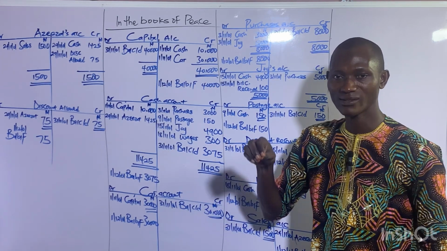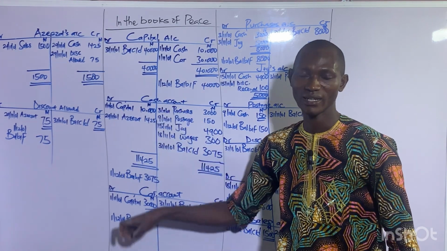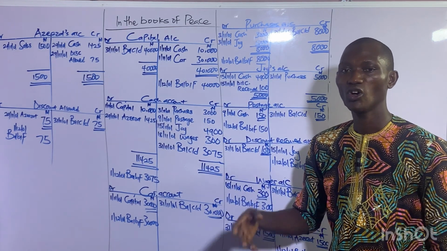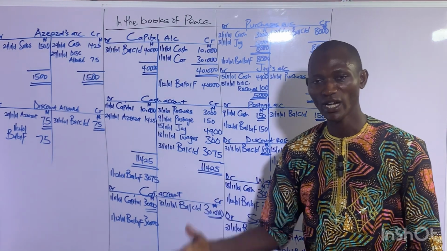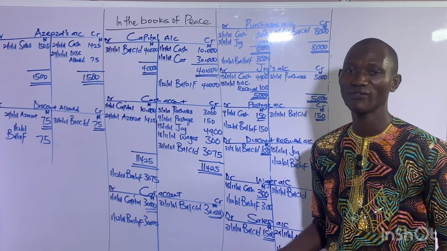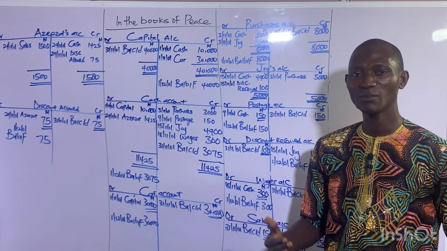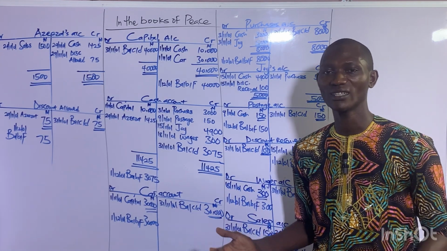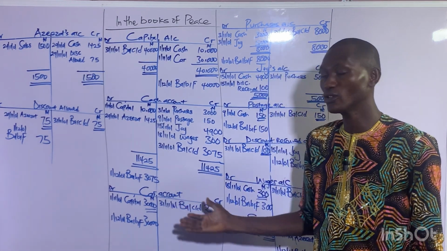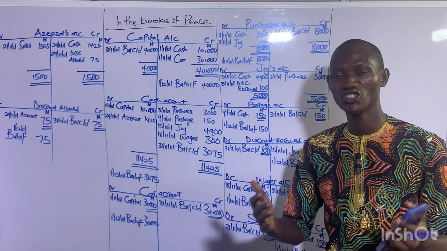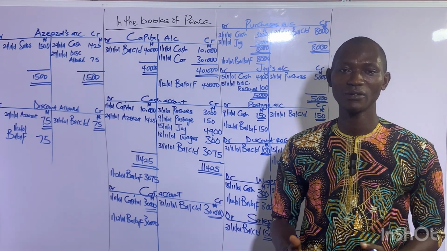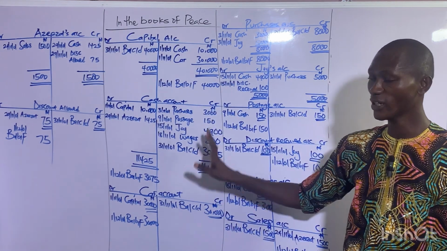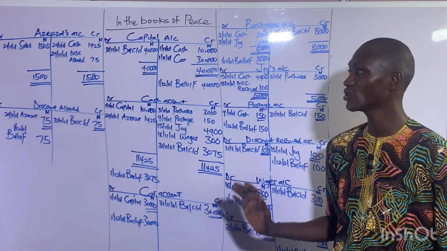So each balance in the accounts in the ledger will now be extracted and stated in the form or statement known as trial balance. And that's why most times we define trial balance as the statement that shows the list of debit and credit balances extracted from the ledgers. Or most times you can say trial balance is a schedule showing the list of debit and credit balances extracted from the ledgers.